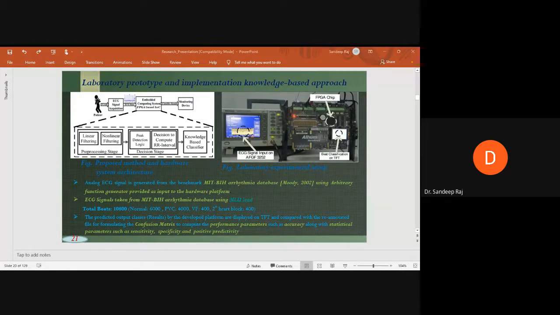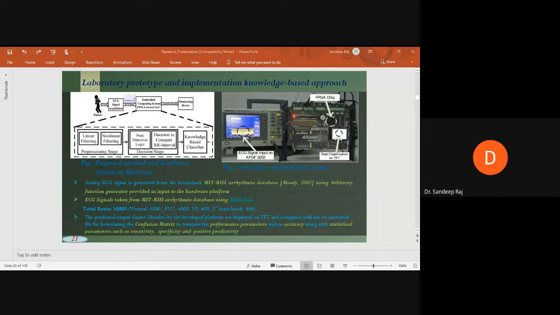So in the confusion matrix, we can see that out of 6,000 beats, my system, which I have developed, has correctly classified 5,921 out of these 6,000 into the normal category, and 61 into the PVC, 13 into VF, and 5 into 2-degree heart block.